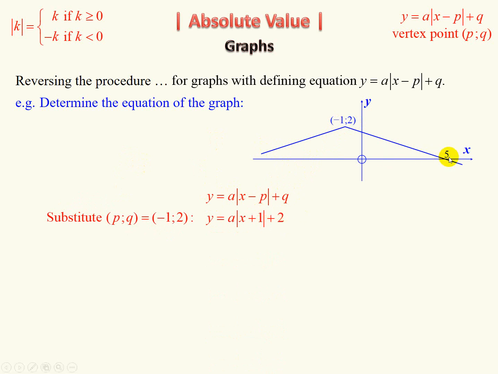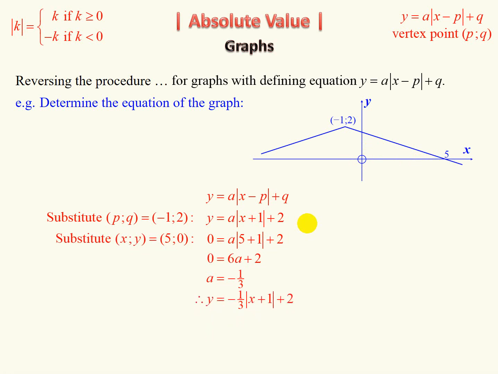And now because we have the x-intercept of 5, we're going to substitute 5, 0 into the equation. 0 for y and 5 for x. Solving that, we end up with 6a plus 2 equals 0. A equals negative 1/3. And there's our equation. Confirmed, it's an inverted graph, so there's the negative, and it's flatter than 45 degrees, so therefore it's less than 1, the gradient.